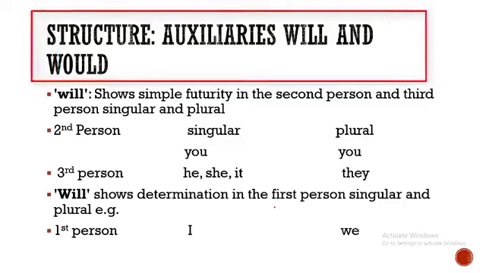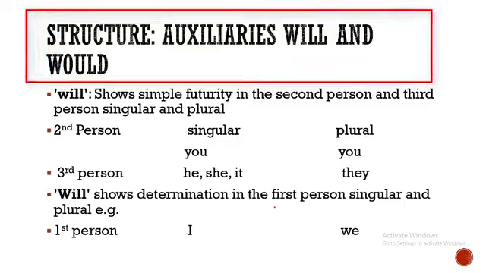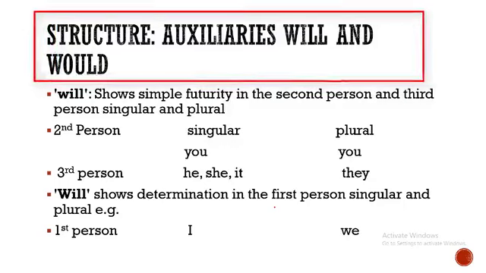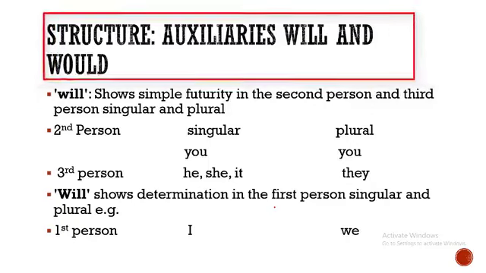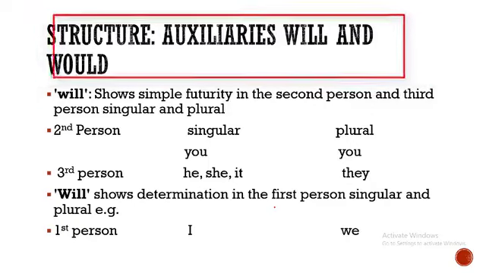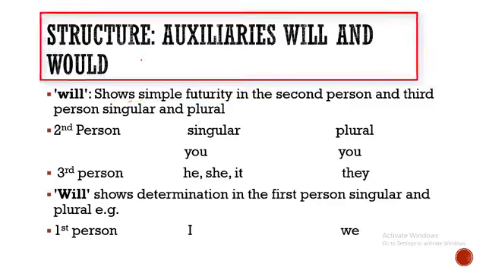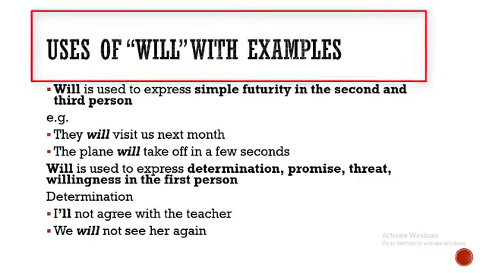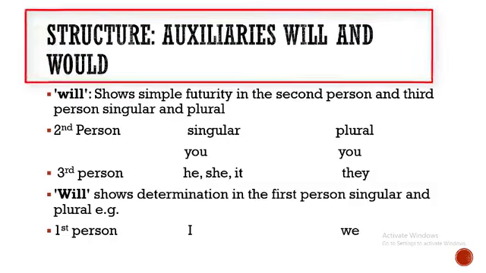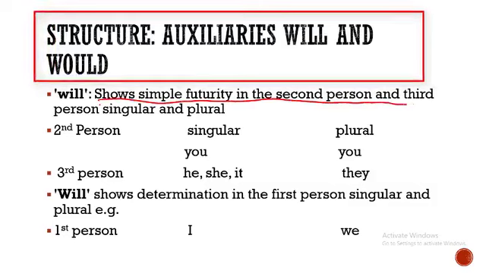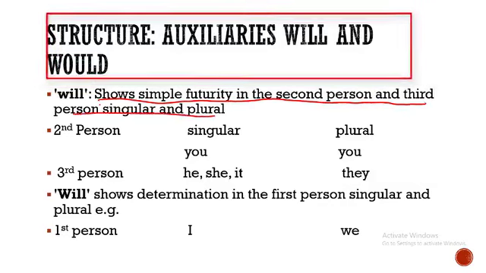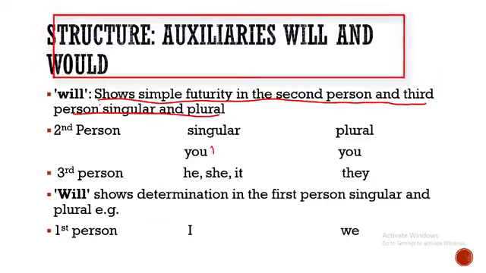So let's move on to the other part of our lesson today, and that is the auxiliaries will and would. When do I use will and when do I use would? Now, will shows what you call simple futurity in the second person. So let's take an example. In the second and third person, singular and plural, we use will. So will agrees with you.